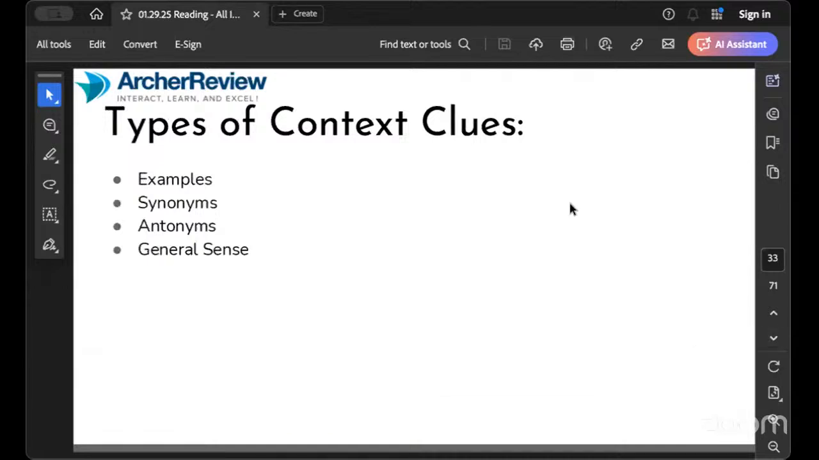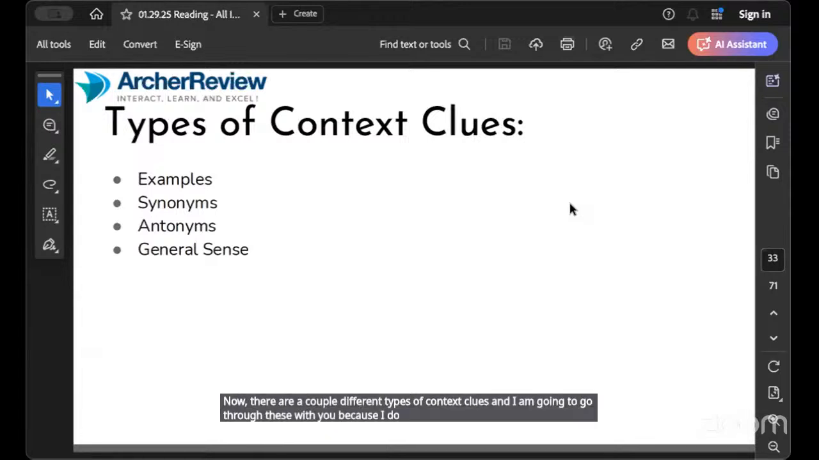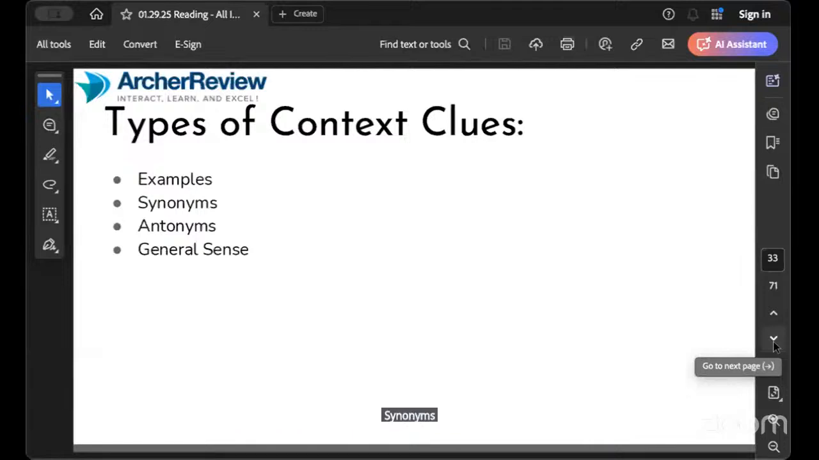Now, there are a couple different types of context clues, and I am going to go through these with you because I do think that being able to use these can really make a difference in being able to fully get your bang for your buck out of those context clues. So, examples, synonyms, antonyms, and then there are context clues that we call the general sense.